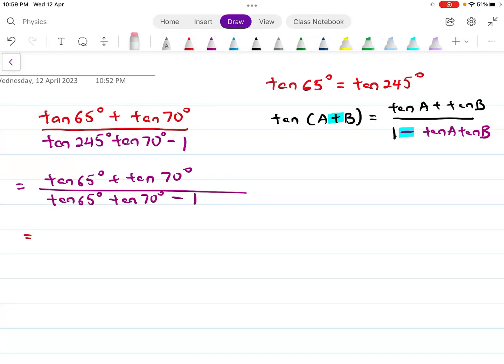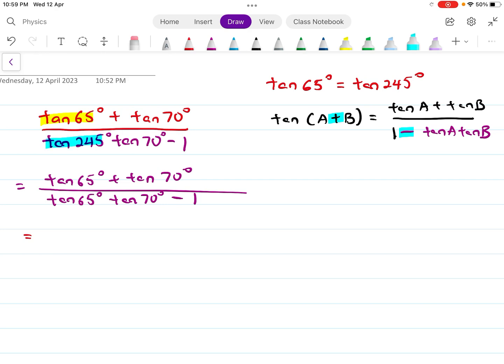Okay, so let's go through this trigo question. I believe this is a bit tough. We have tan 65 plus tan 70 over tan 245 tan 70 minus 1, right? First thing, if you can recognize tan 65 and tan 245, actually they mean the same thing.